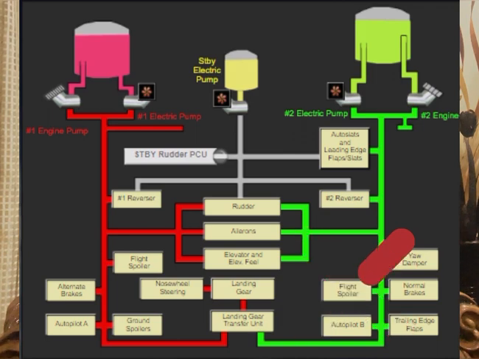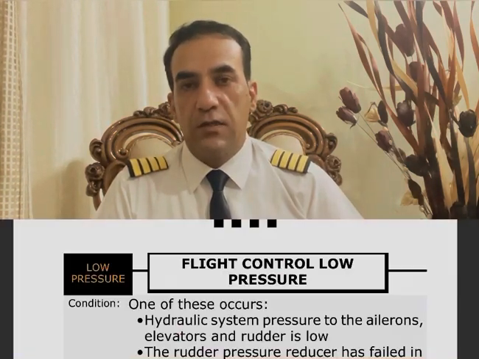In this case, continuing the flight to the destination is not recommended. If we are very near to the destination, that's okay, we can continue. But if we have a longer way to go, continuing the flight is not recommended, because we will not have the autopilot available, and all the controls along the longitudinal and lateral axis will be manual. Only the rudder will be available through the standby hydraulic system.